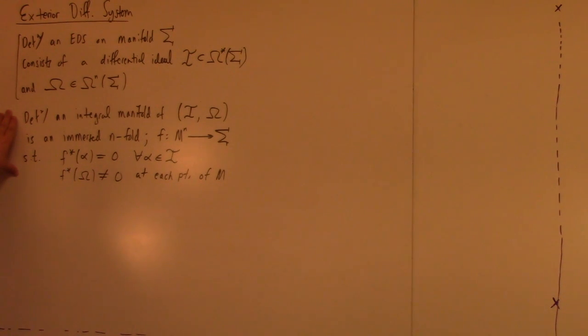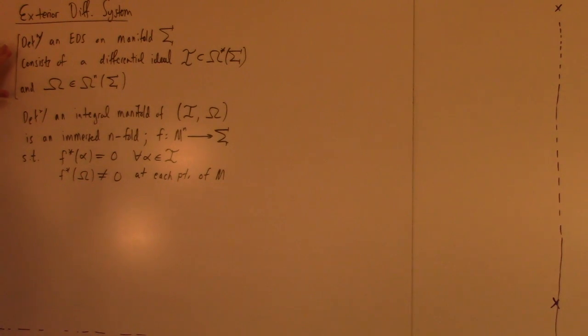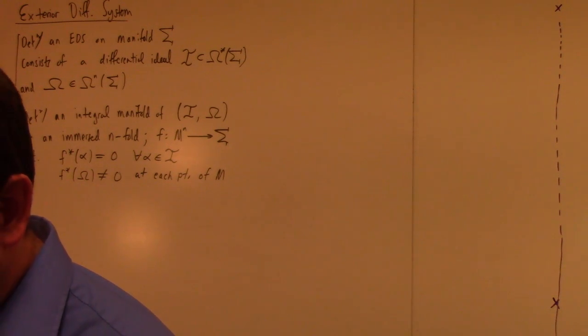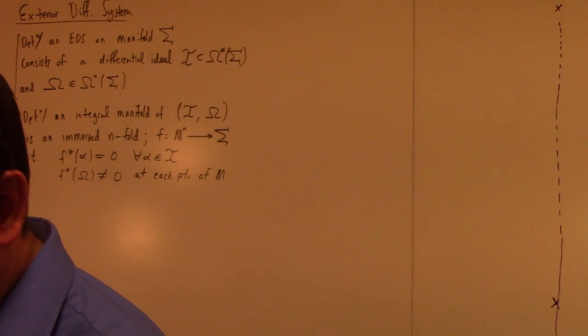Anyway, so an integral manifold of an exterior differential system, or a solution, if you will, of the exterior differential system, is an immersed n-fold which pulls back to zero everything in the ideal and pulls back the independence condition to not be zero. So this generalizes the notion of solution to a differential equation, and this exterior differential system generalizes the notion of a differential equation itself. The exterior differential system is the abstraction of a differential equation. All right, the integral manifold is the abstraction of a solution to a differential equation.